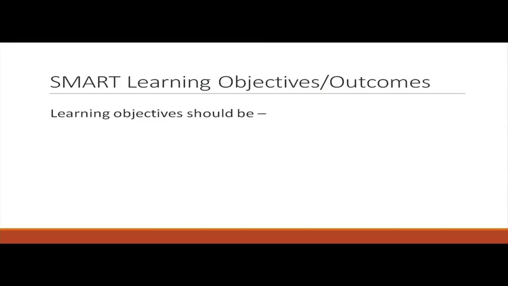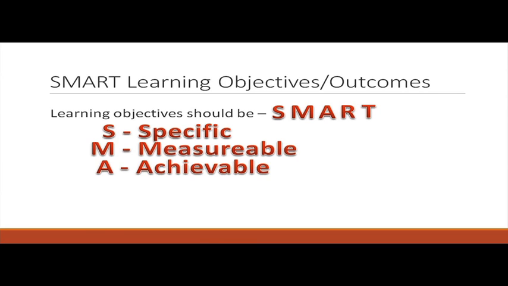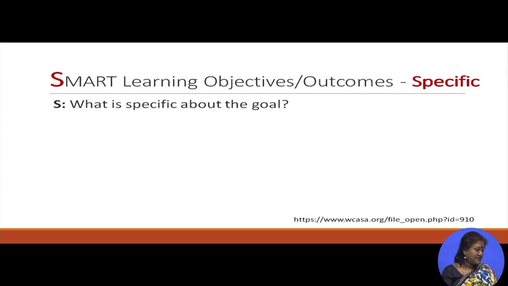So, that covers goals, objectives and outcomes. Now, I will explain how to write SMART learning objectives or outcomes. A learning objective should be SMART. What is SMART? S for specific, M for measurable, A for achievable, R for relevant and T for time related. So, in a SMART learning objective, the first S is specific.